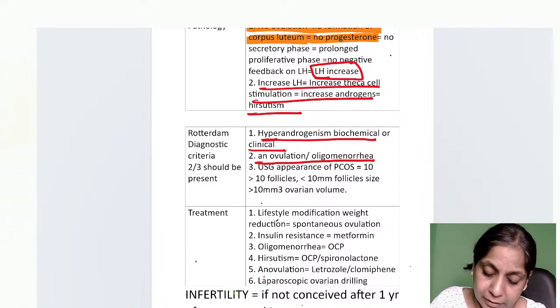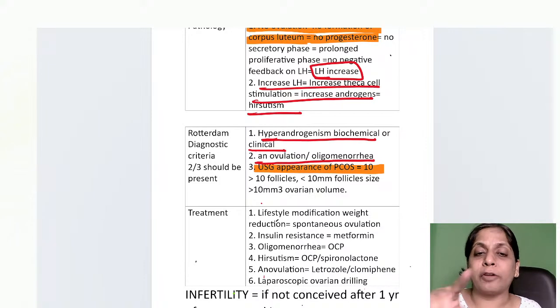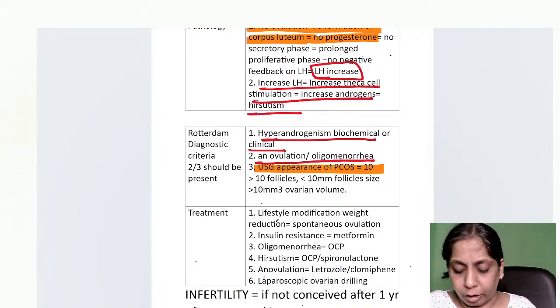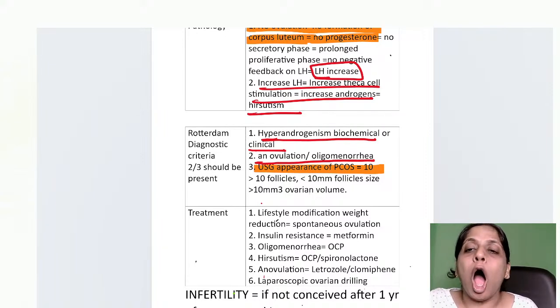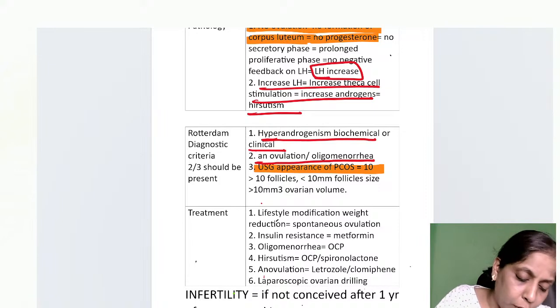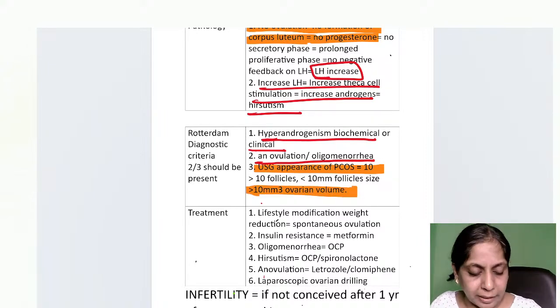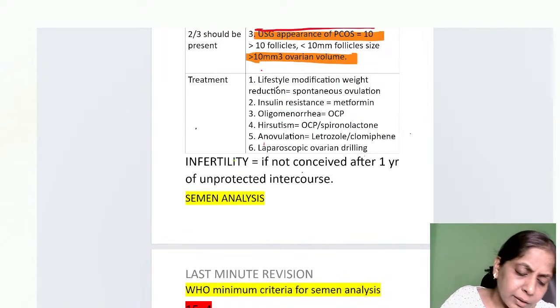It means that there is no secretory phase. For the ultrasound appearance, you just have to learn the figure of 10: more than 10 follicles, less than 10 mm. What is PCOS? Small multiple follicles. How many follicles? More than 10. How small? Less than 10 mm. And the ovarian volume is more than 10 cm cube. Ovarian volume gets increased.